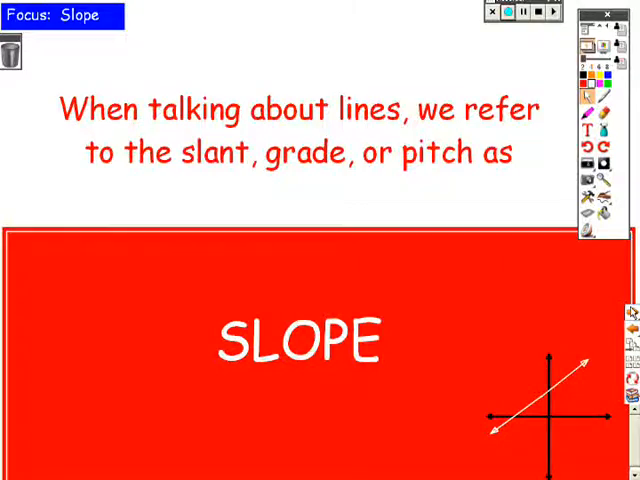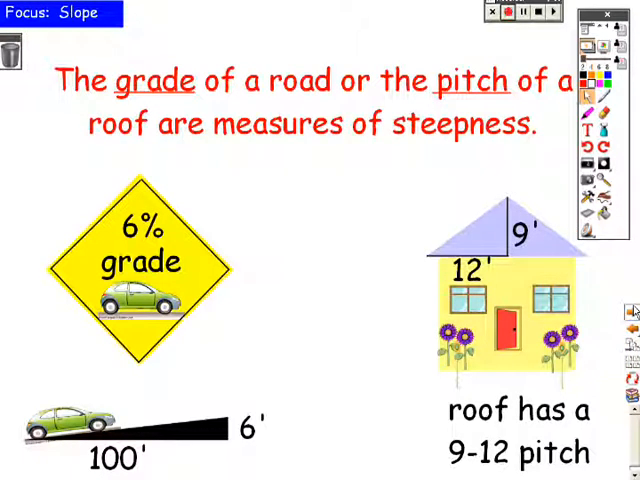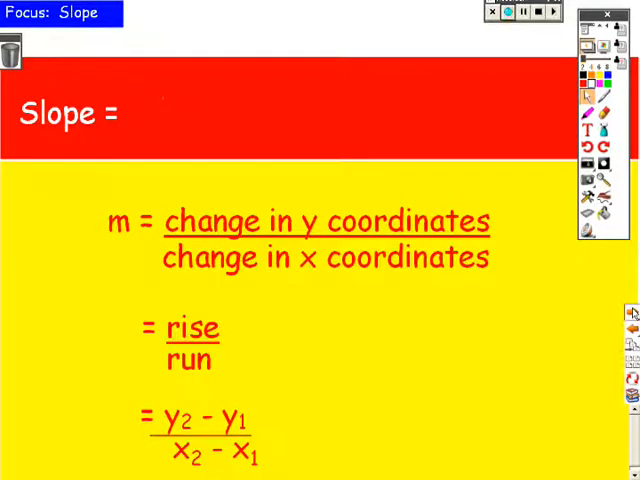Slope of a line is anything that describes the slantiness, the grade, or the pitch of how the line rises and runs along the coordinate plane. You might have seen a sign somewhere that says that the grade of the road is a certain percentage, or you've heard somebody talk about the pitch of a roof. All of those things are measures of steepness. We can do the same thing with a line segment.